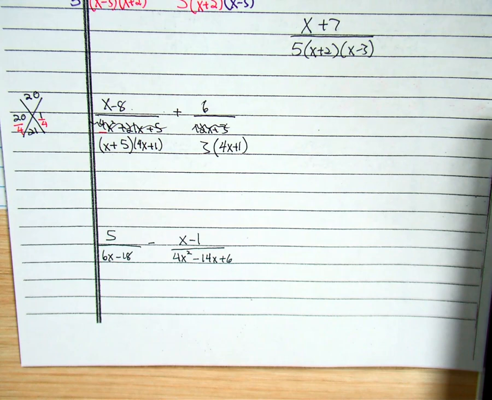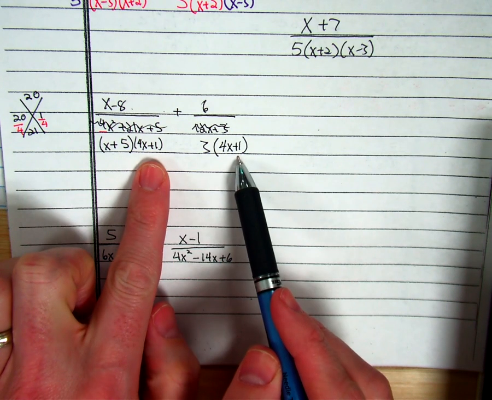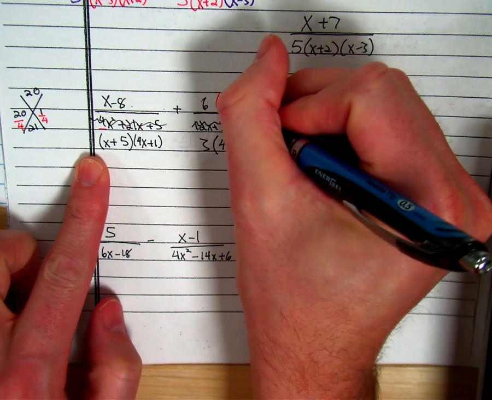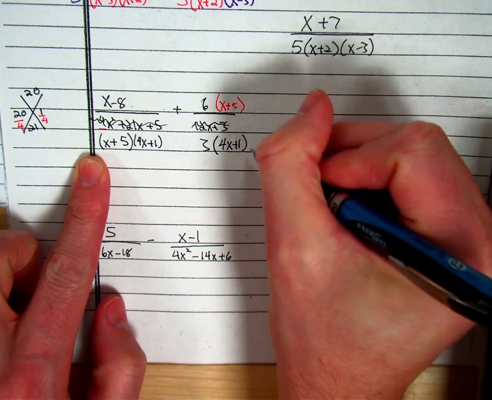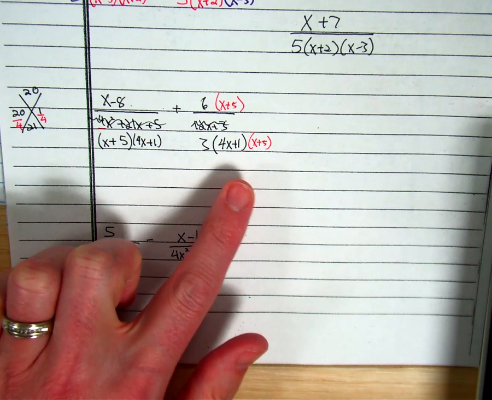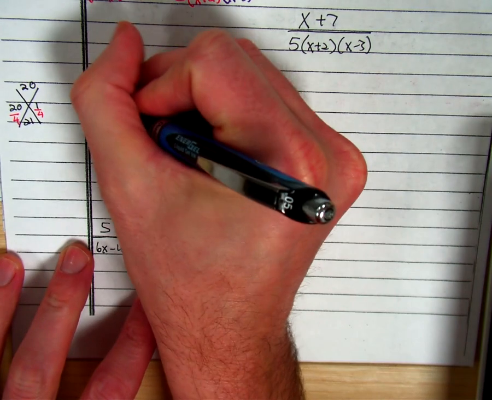Alright, now there is a little something right there that you could simplify. Maybe you'll catch it, maybe you won't. I'm going to not catch it on purpose so I can show you something at the end. Okay, what does the left side have that the right side needs? They both have 4x plus 1, so this one has an x plus 5 that this one's going to need. And this one has a 3 that this side's going to need.